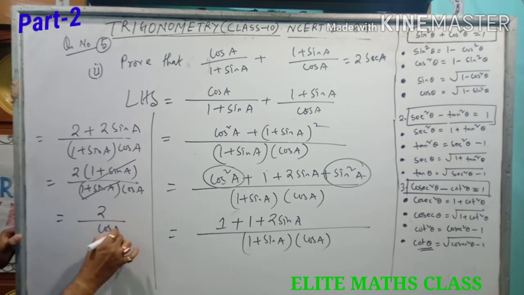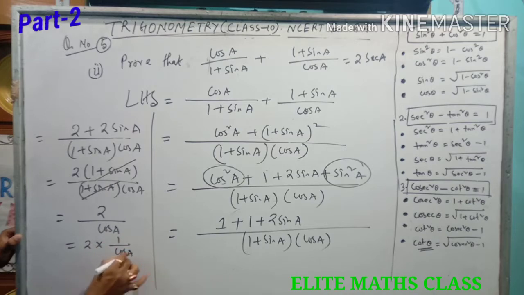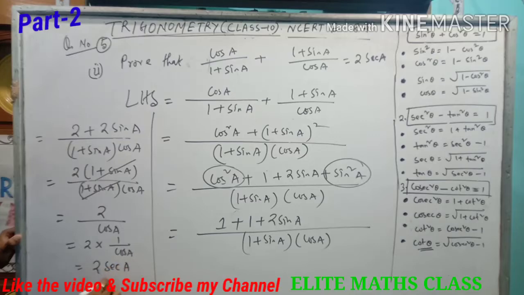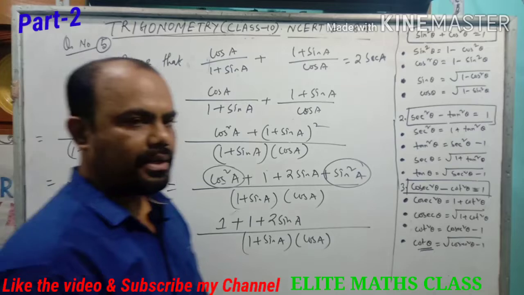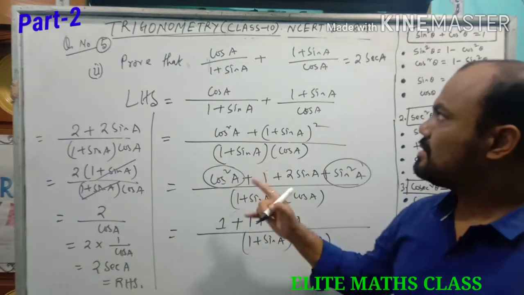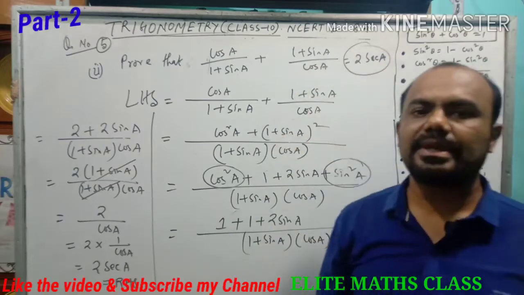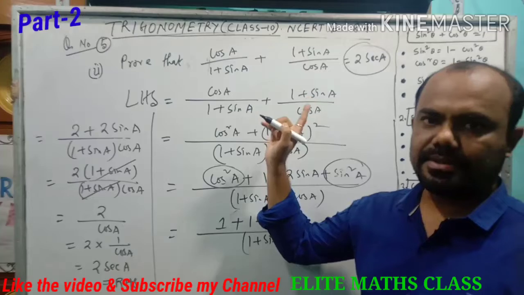So what remains? 2 by cos a. Now this can be written as 2 into 1 by cos a. 1 by cos a is what? 1 by cos a is sec a, equal to RHS. Now see, very easily we got RHS. So something you have to remember: as in this question the right hand side portion is a single term, we start from the LHS. Clear?